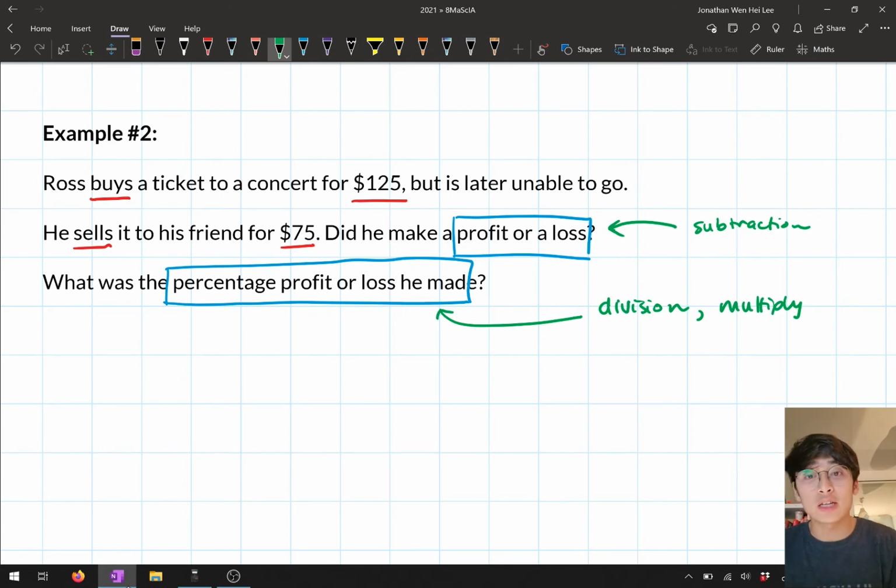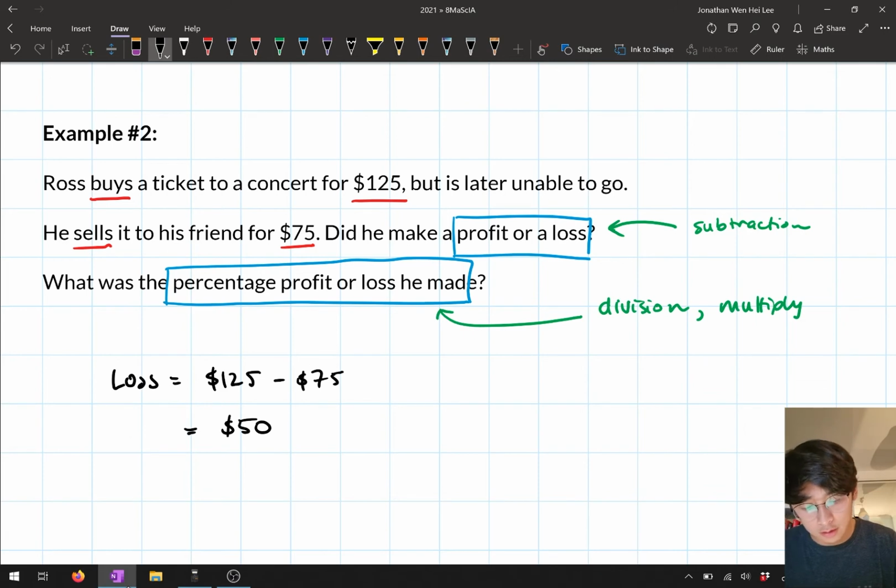Now have a look here. Ross buys a ticket for $125 and he sells it for $75. Now if he bought it for $125 and he sells it for $75, he sold it for lower than he bought it for. So that means he's made a loss. So here, I'm going to write here loss. And we're just going to calculate that loss amount. So here, 125 minus 75. That just gives me $50. So it was a loss of $50. Okay, so he's made a loss.